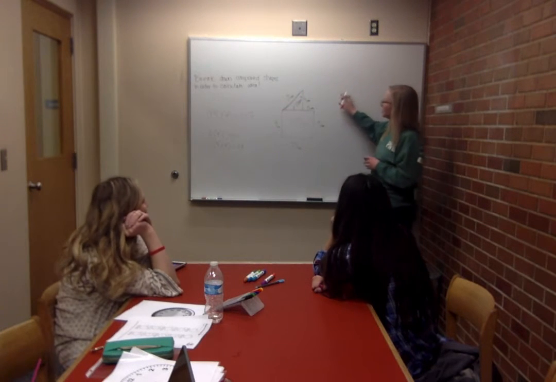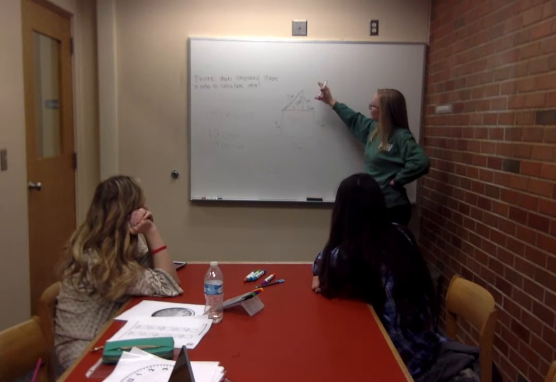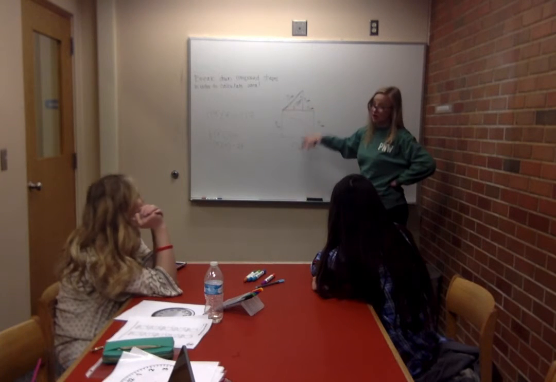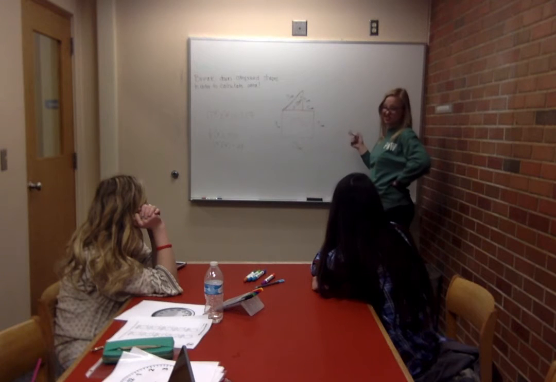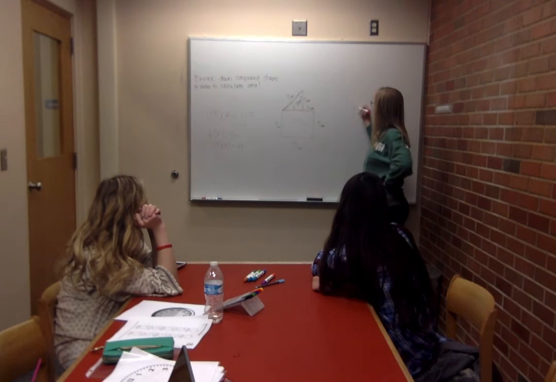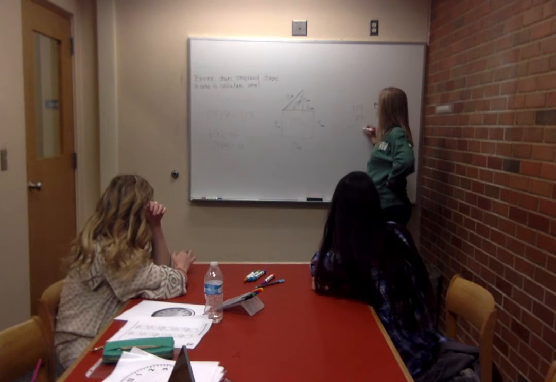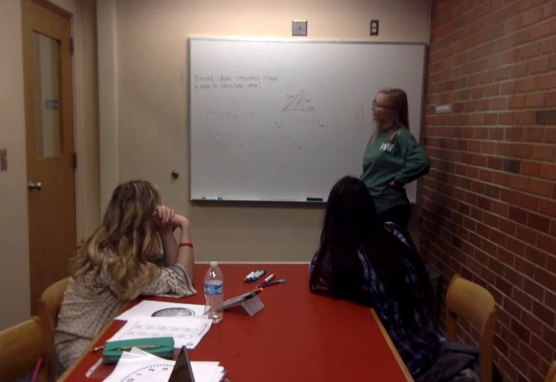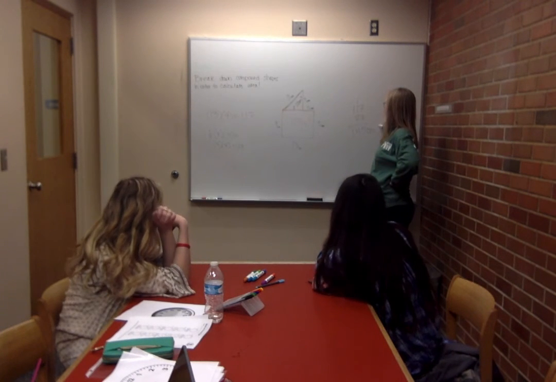Okay. We said it earlier that if we could find the area of both of these shapes, right? And we're trying to calculate the area of the whole shape. We could just add them together, right? 117 plus 28 is going to give you 145. 145 centimeters squared. Nice.